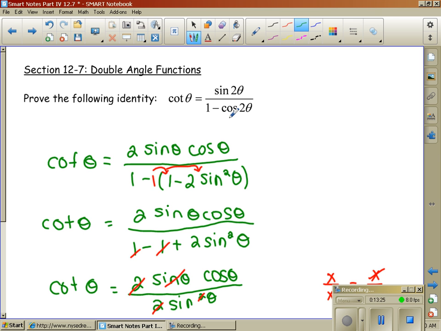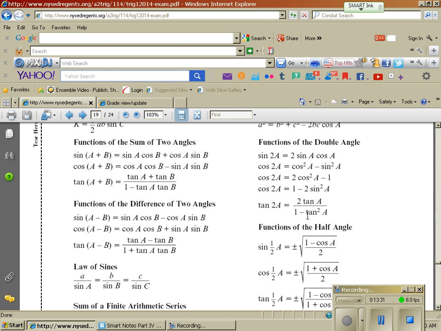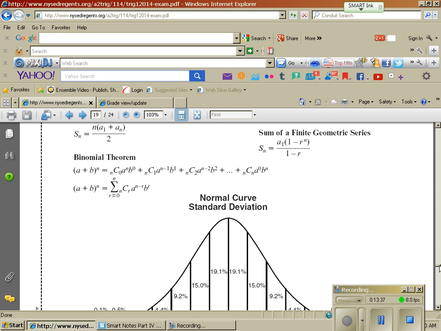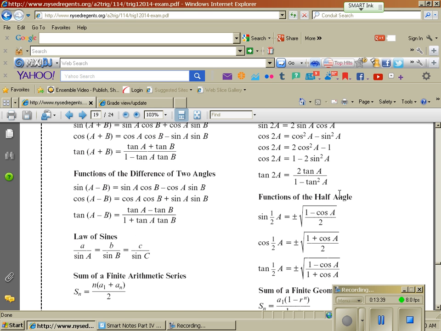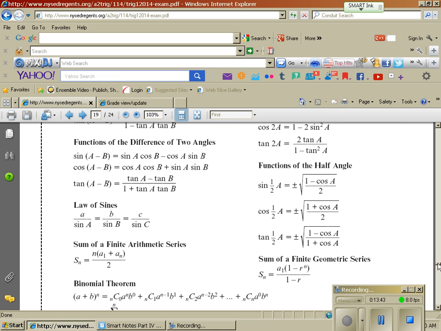All right, last is the half angle formula. So that was the double angle. Now we're going to use the half angle formulas. So if you look on your sheet, here's your half angle formulas. Okay. So sine of a half of an angle, cosine of a half of an angle, tangent of a half of an angle.